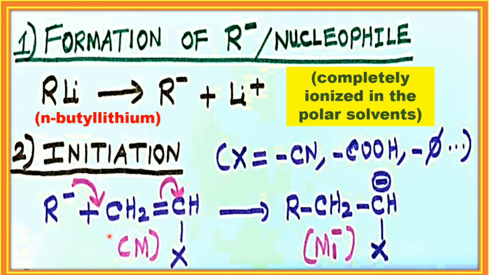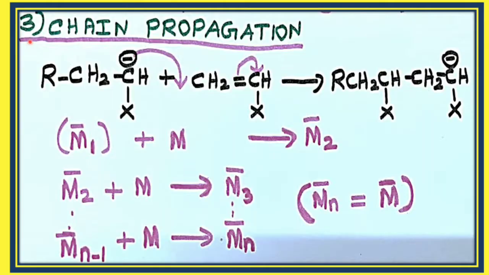The monomers having electron withdrawing substituents only undergo this anionic addition polymerization reaction, whereas monomers having electron releasing substituents undergo cationic addition polymerization reaction. So what are the electron withdrawing groups? CN, COH, phenyl group, etc.